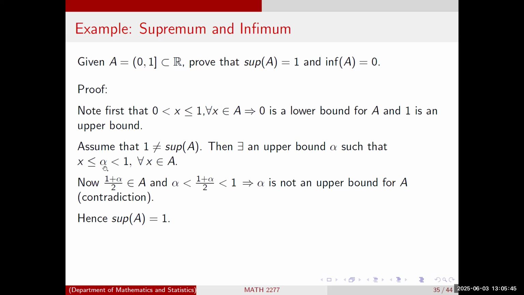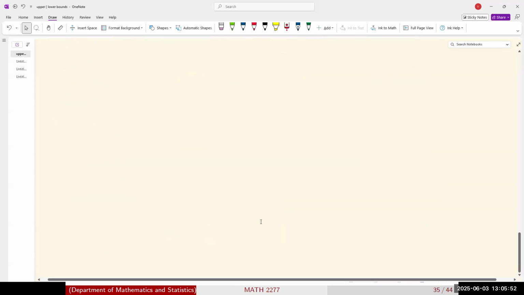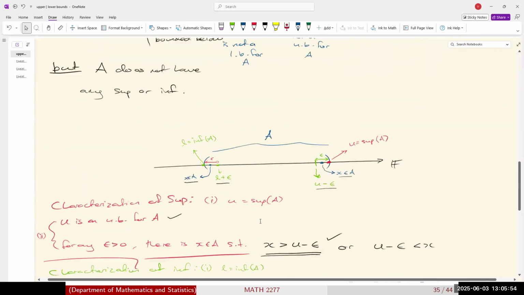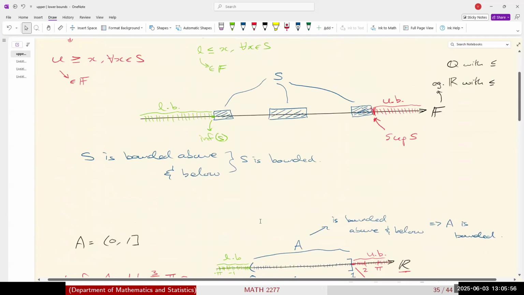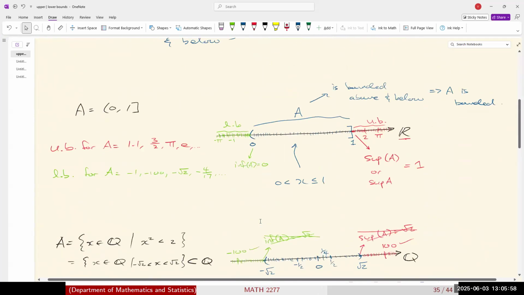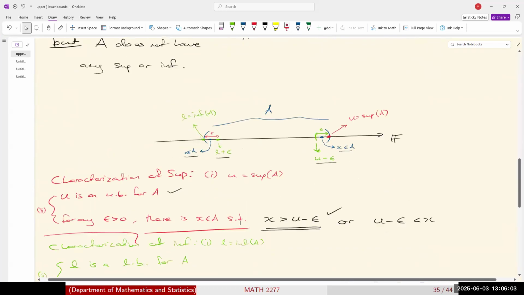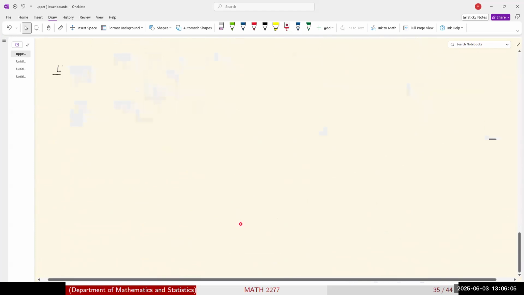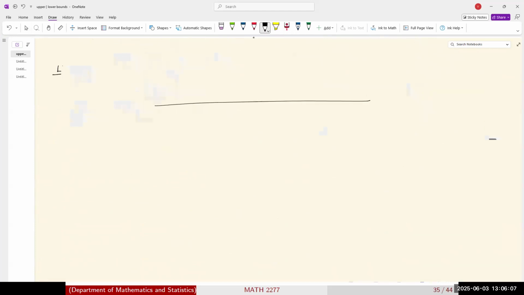So what's the idea here? You just take the average of these two. Actually, let me draw that. Okay, let me draw a new picture. That picture was kind of cluttered. Okay, so here's R. A is the interval from 0 to 1.